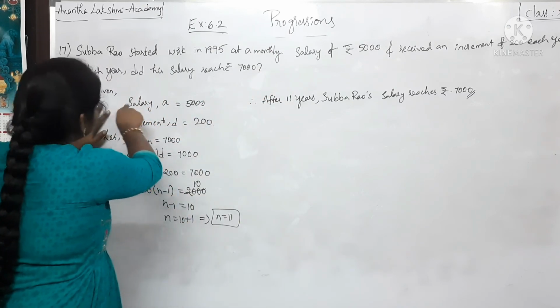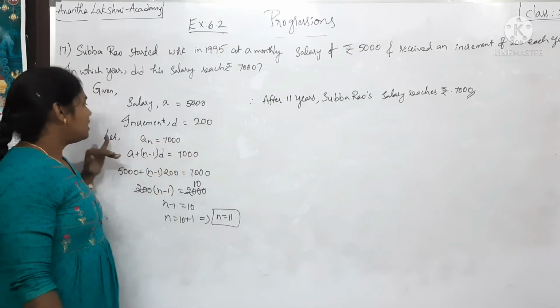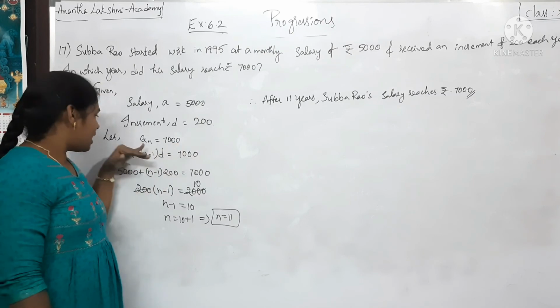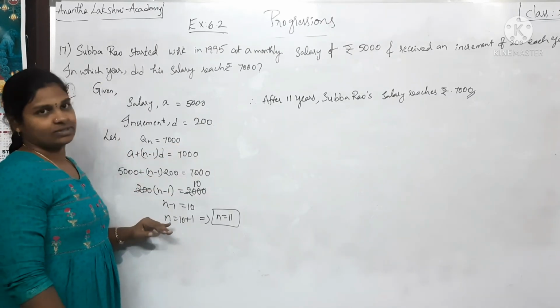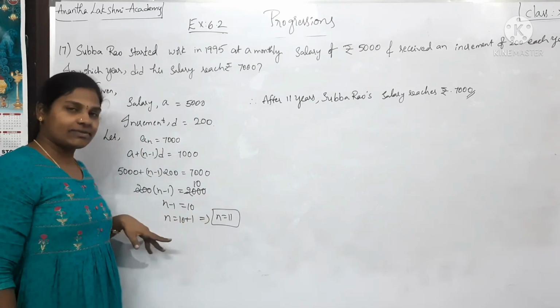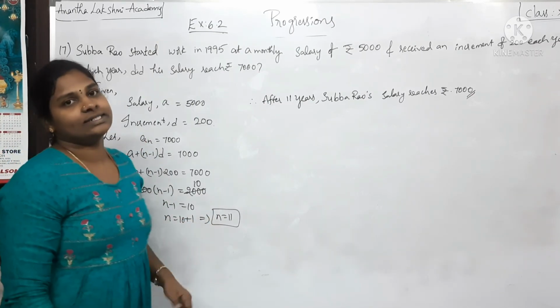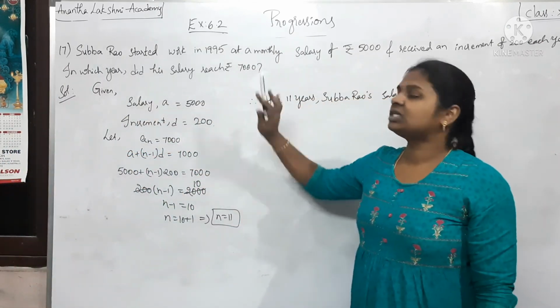So given salary is equal to 5,000 and increment is equal to 200. Now by assuming the nth term to be 7,000, we can simplify this like a plus n minus 1 into d is equal to 7,000. This is exactly the use case that I have told you in the concept. And by simplification, you will get n is equal to 11. After 11 years, his salary is going to reach 7,000.